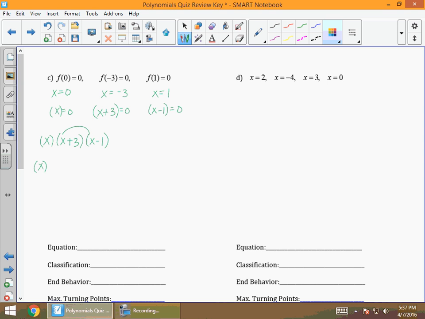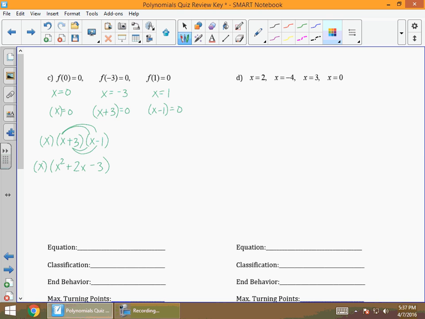So x times x is x squared. And then I have minus 1x plus 3x. I'm going to do these together. Negative 1x plus 3x is 2x. And 3 times negative 1 is negative 3.